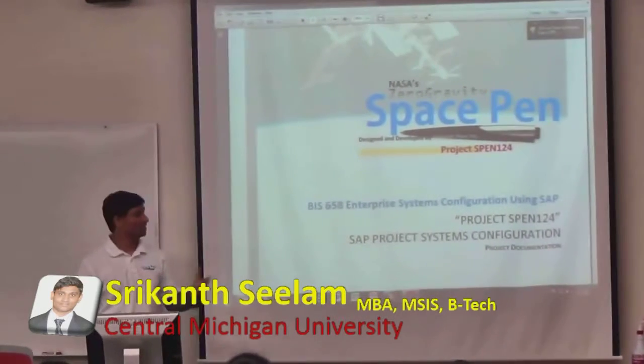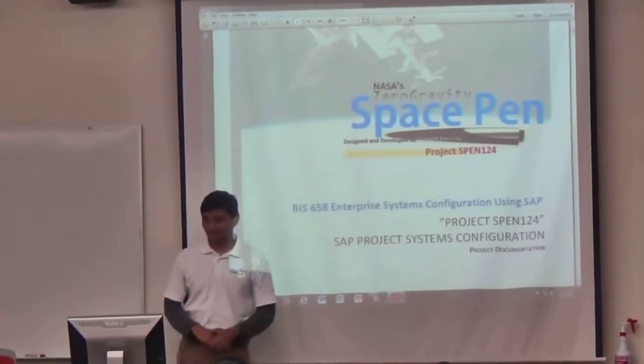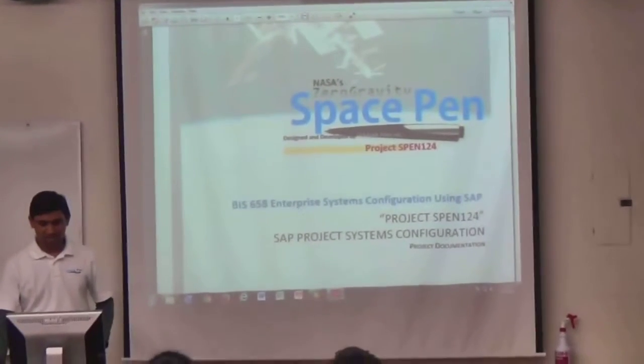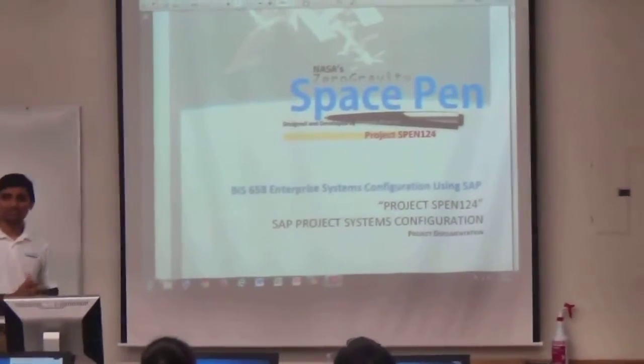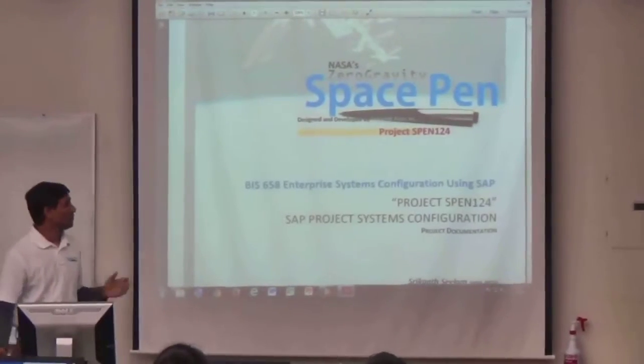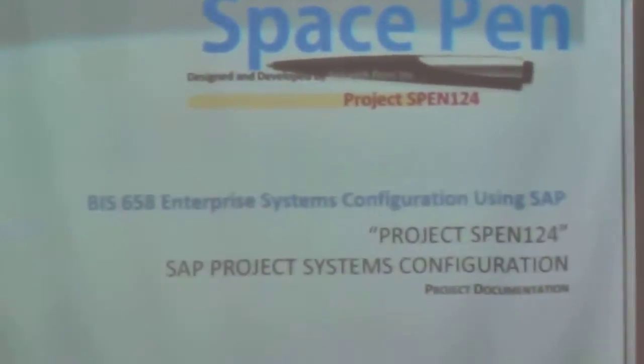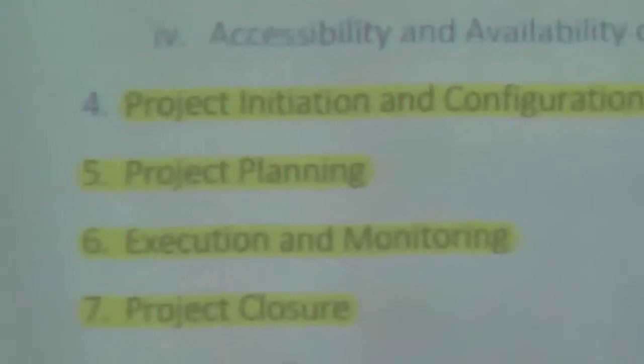As you see the Space Pen logo right here, it's created under the company code 1C124. At first, I want you to explore the project documentation. The Space Pen project is basically configuring the project systems in the SAP. And here you can see the table of contents of the project documentation.